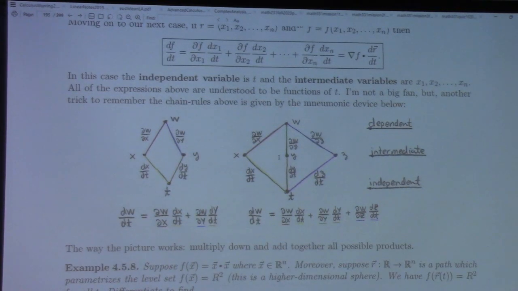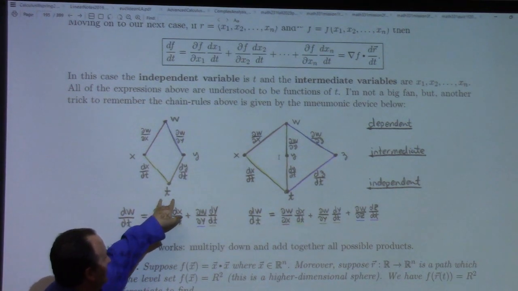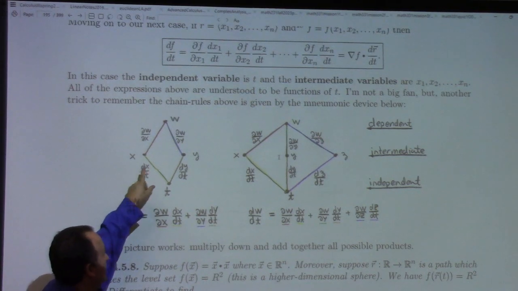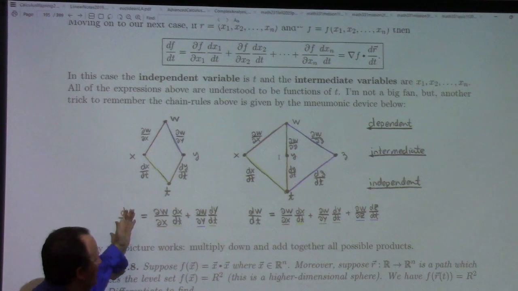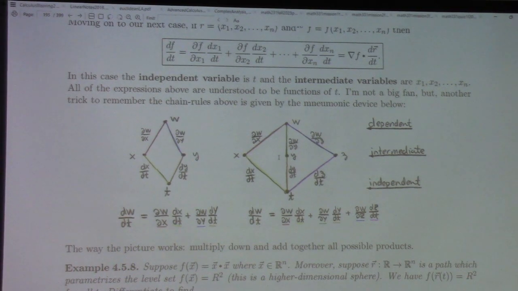like tree diagrams. I put the dependent variable up top, the intermediate variable in the middle, and the independent variable on the bottom. And then for every possible path there is to the bottom, you add a term. So some people find this a useful mnemonic to remember the chain rule. I don't really use it, honestly, but I mentioned it there for you.